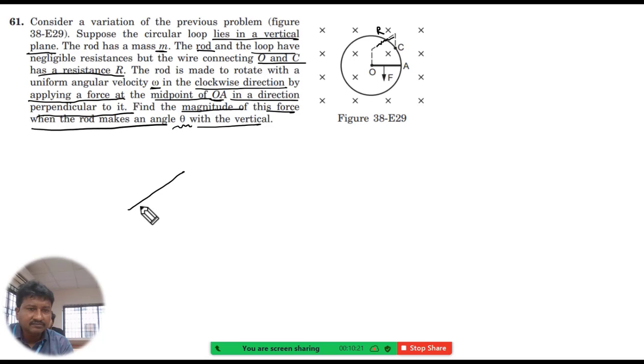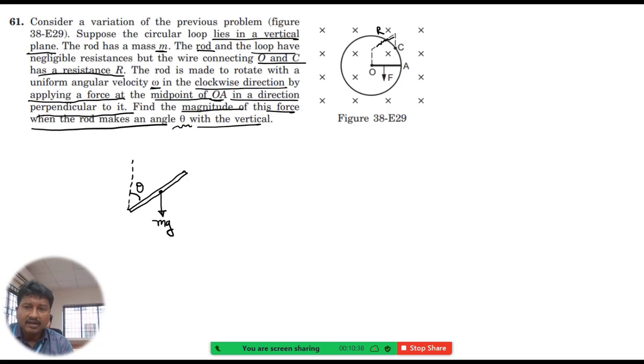Suppose this is the rod at that moment. This is the vertical, and the rod makes an angle theta with it. The weight of the rod acts vertically down. That's the weight of the rod.